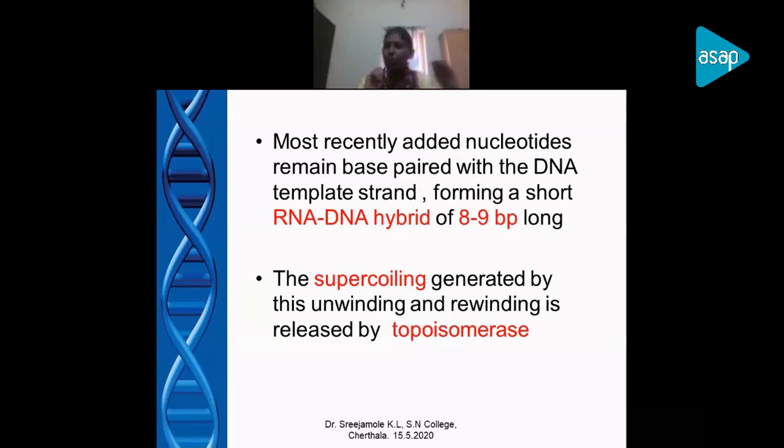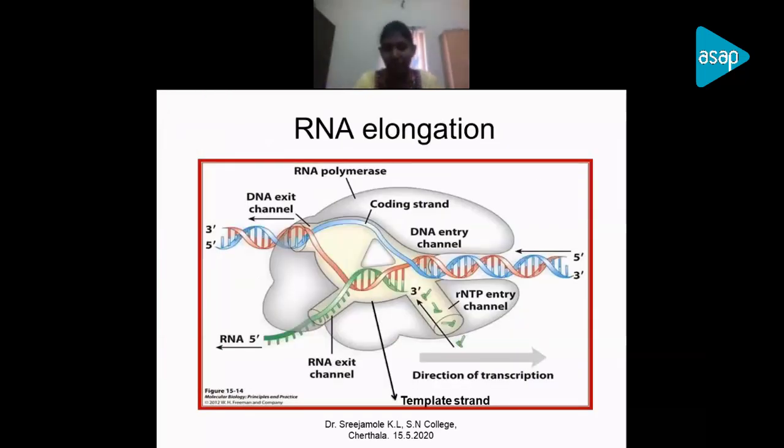Because of the unwinding, there is a possibility of development of supercoiling. The supercoiling that is generated will be cleared, or released, by the enzyme topoisomerase, as in the case of DNA replication. So this picture clearly shows how the RNA polymerase works. This is the RNA polymerase with the beta prime and the beta subunits. You can recollect from the earlier picture the uppermost and lowermost arms, the crab claw-like structure.